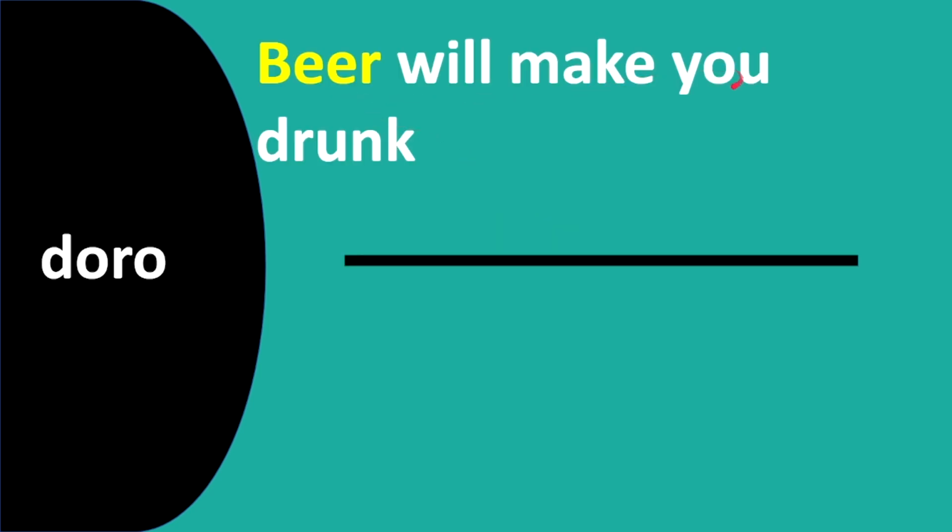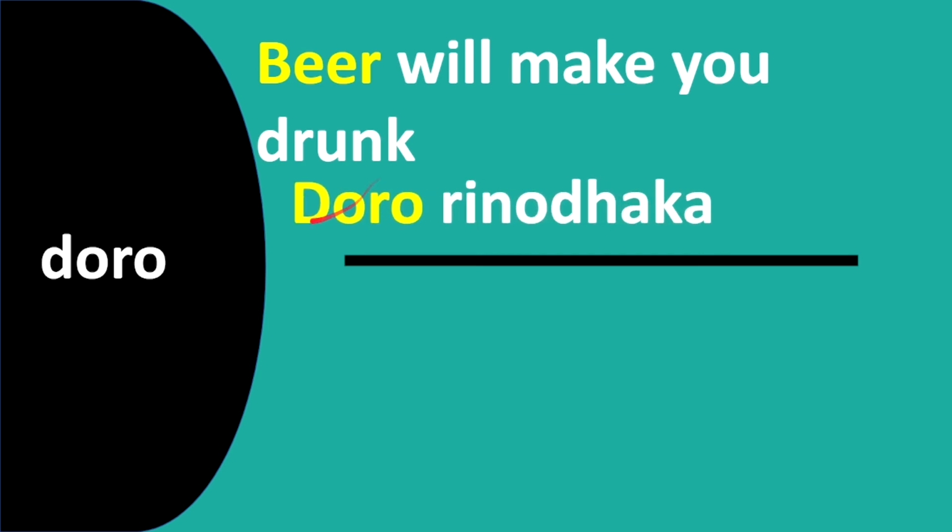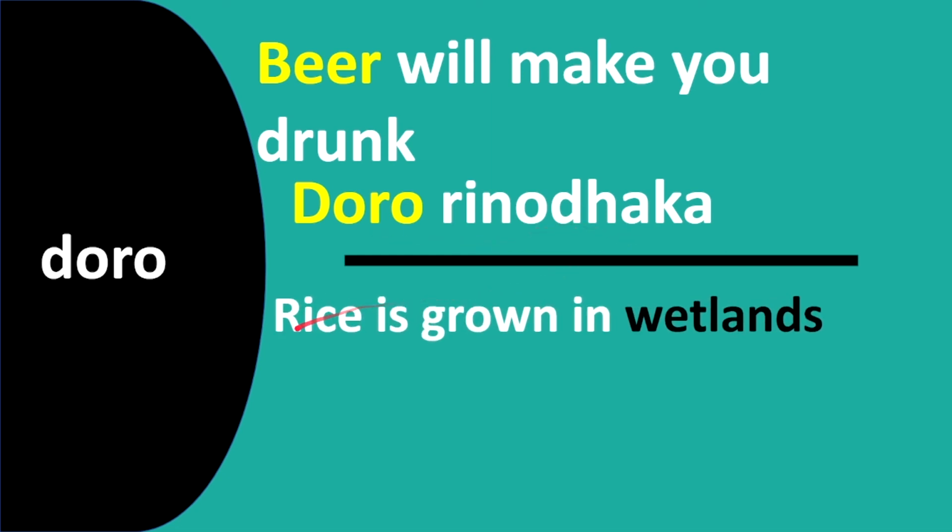Beer will make you drunk. Doro rinodhaka. Beer, doro, will make you drunk. In Shona, it becomes one word, rinodhaka, will make you drunk. Doro rinodhaka.